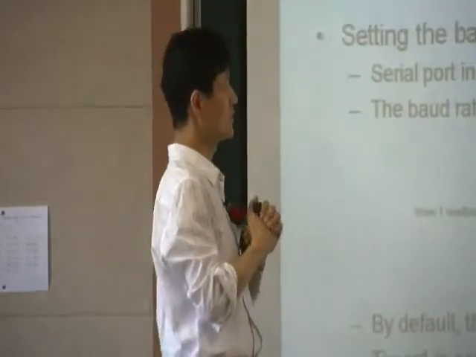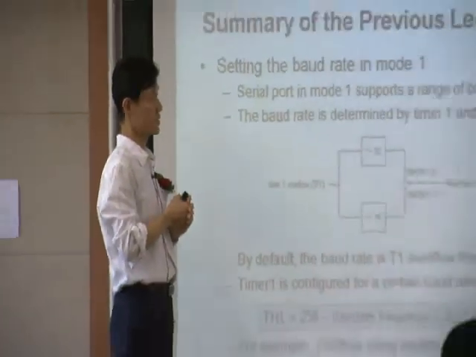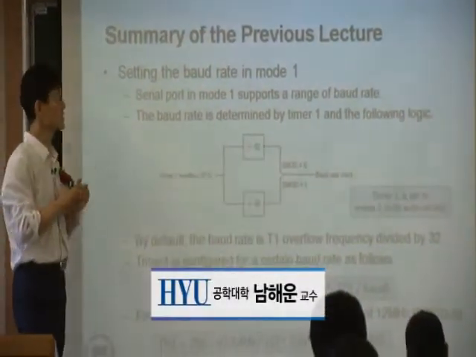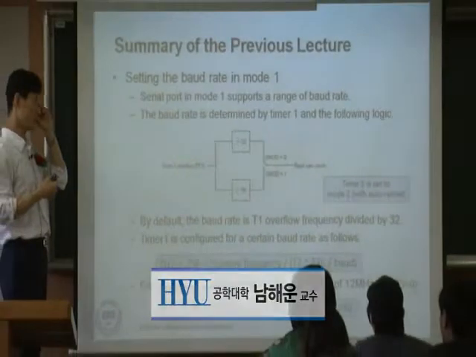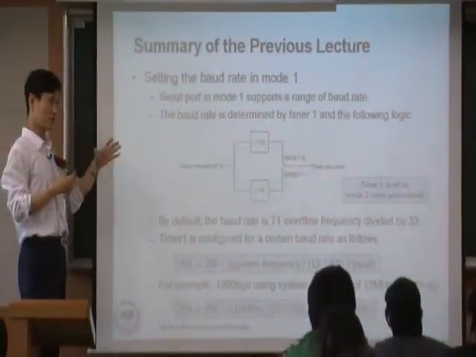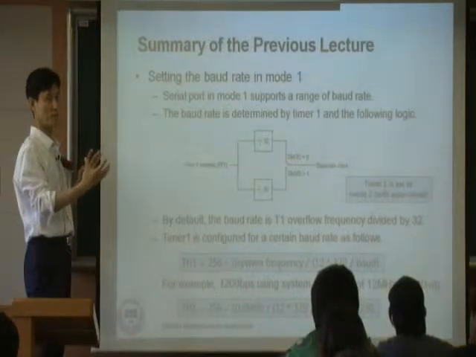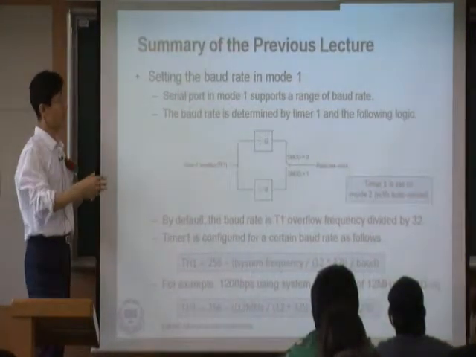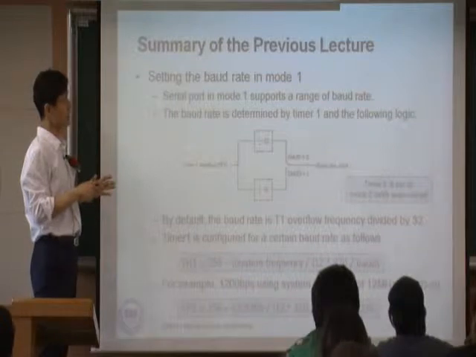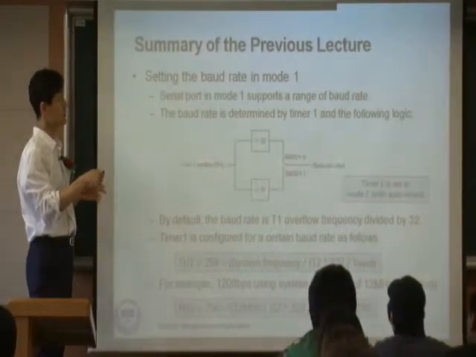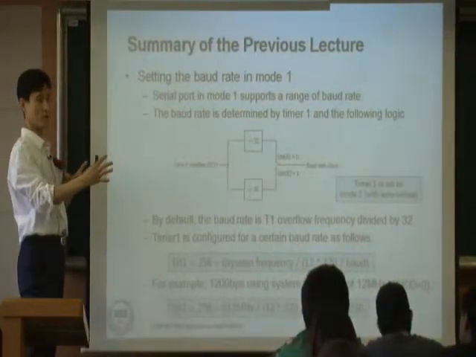Okay, let's first review what we learned last week. Last week we learned the serial communications, and especially in the serial communications, there are two parts. First part is how to control, how to configure the serial communication hardware block, and second part is how to set the baud rate. Okay, that's two different parts.